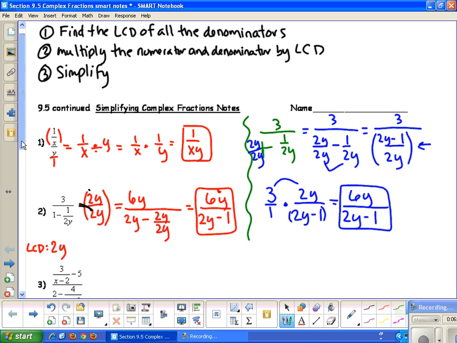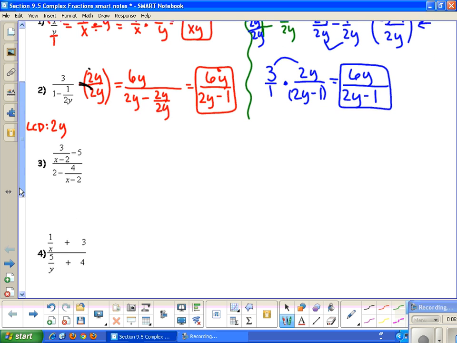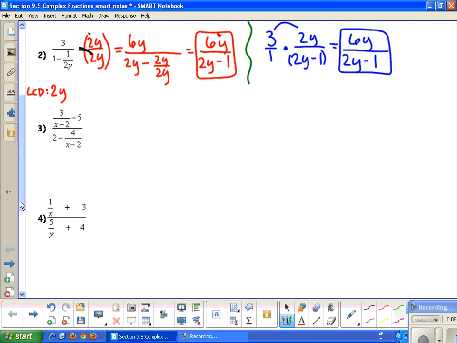So let's go ahead and look at number 3. And I'll do both ways again for number 3 just so that you can see. So the first thing I want to do is look for my least common denominator between all denominators. So 5's over 1 and 2's over 1, even though it's not written, it helps me to write it in. Now, what's common between x minus 2, 1, and 1 and x minus 2? Well, I know it's going to be 1 times x minus 2, so just x minus 2.